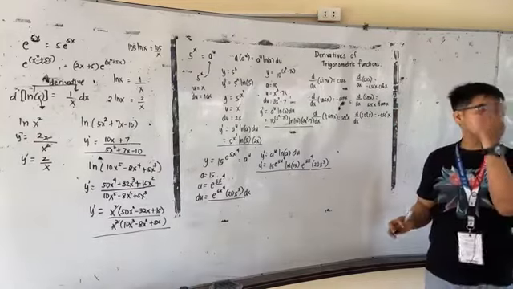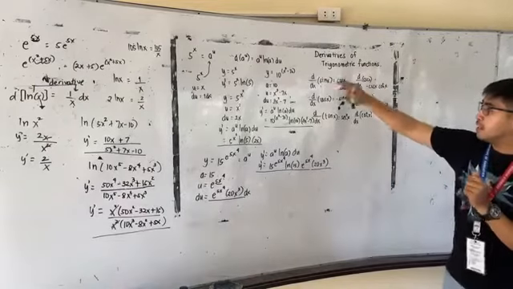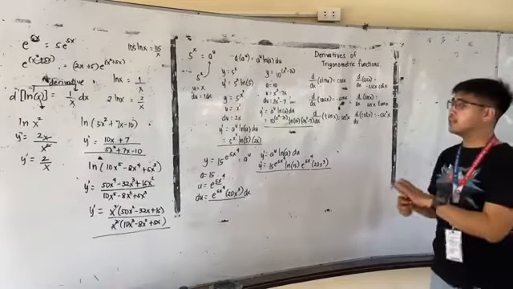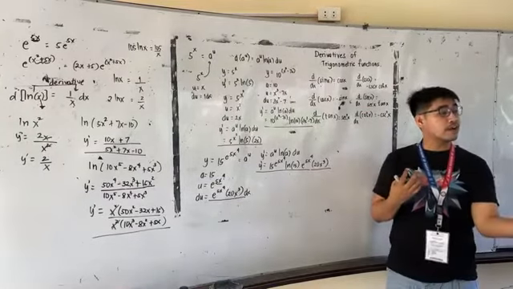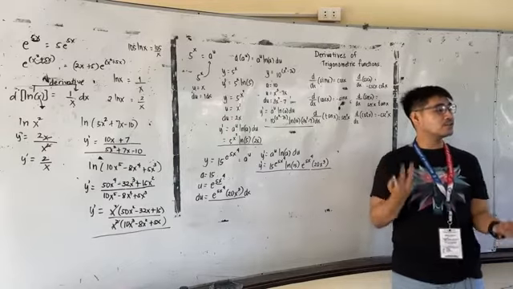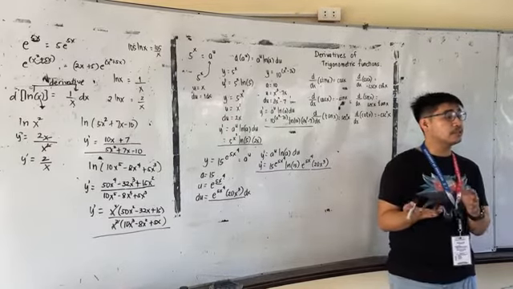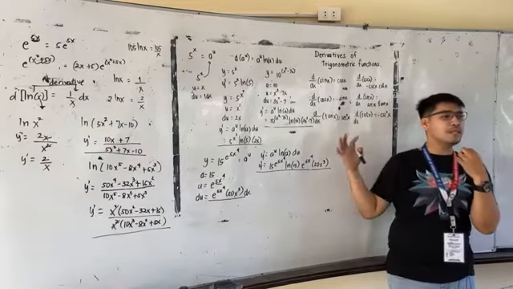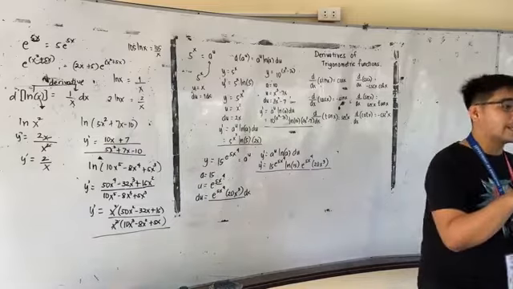Okay, so these are the derivatives of trigonometric functions. We have the derivative of sine, which is cosine, the derivative of cosine, which is negative sine. Remember that cofunctions, they have negative derivatives. The cosine, the cosecant, the cotangent, they have negative derivatives. Actually, if you will be looking at this, it is just like the same with our Pythagorean identities.